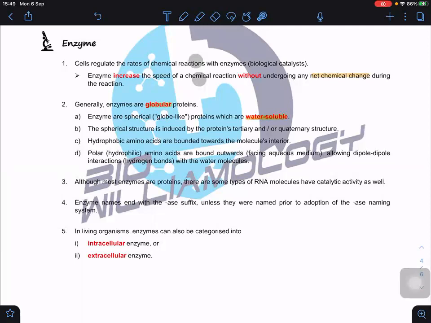Enzyme names always end with -ase, unless we already named them before we used this system. For example, pepsin, lysine, autolysine, expansin. Those enzymes we already gave names before we started using -ase. So nowadays, how do you determine whether they are enzymes or not? If they end with -ase, they are enzymes. For protein molecules we name, if it ends in -ase, it means they are enzymes.